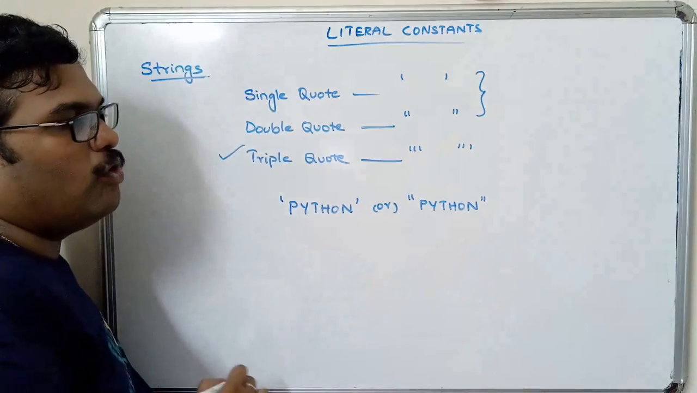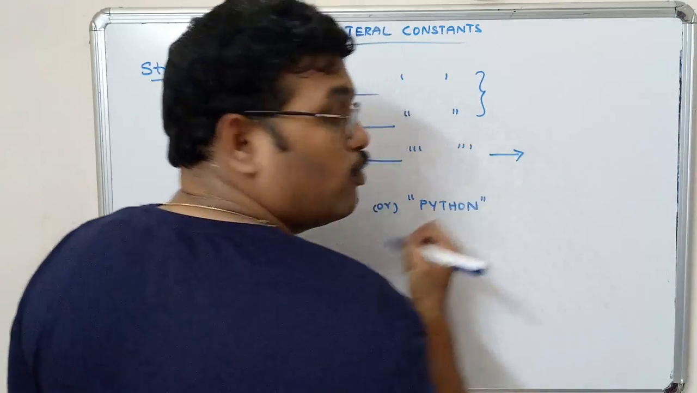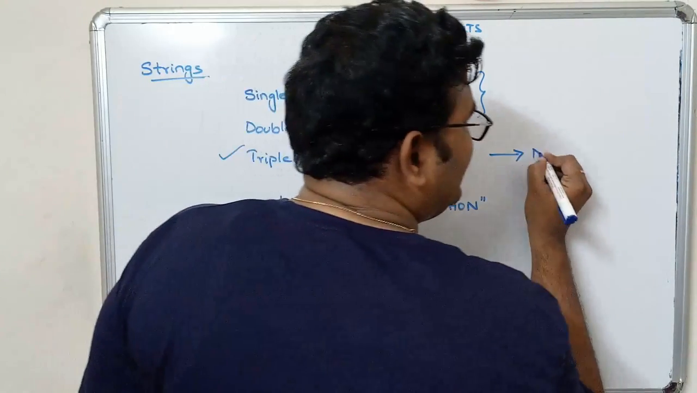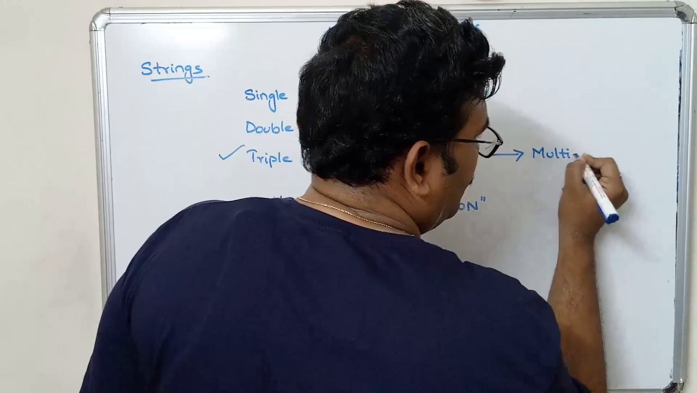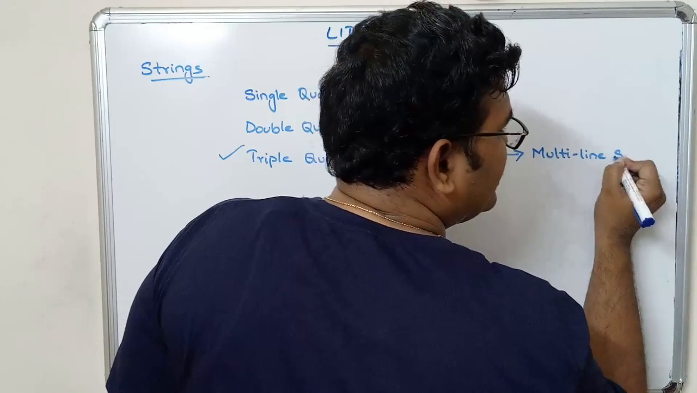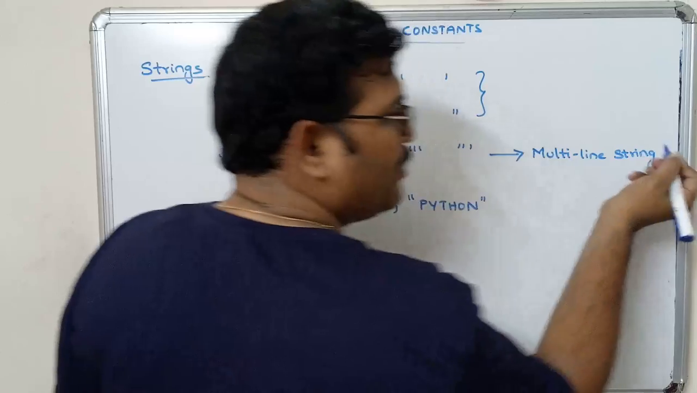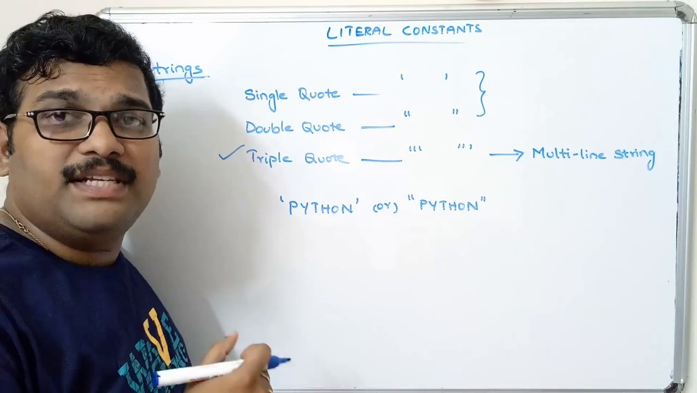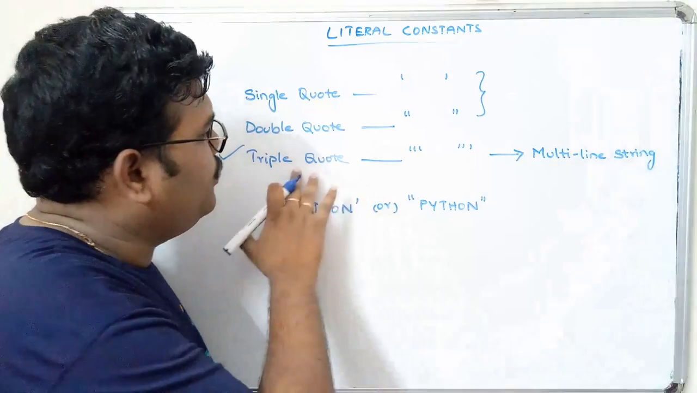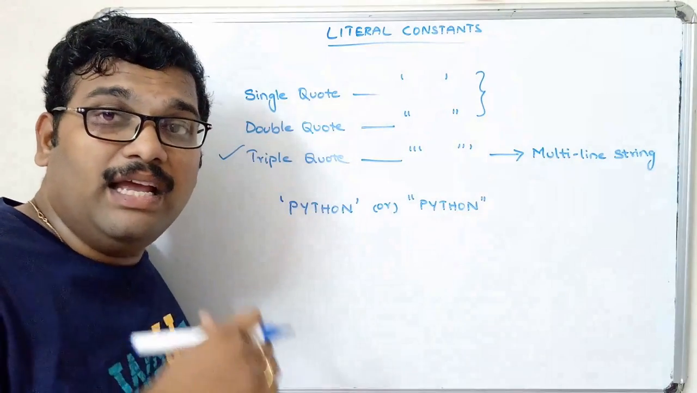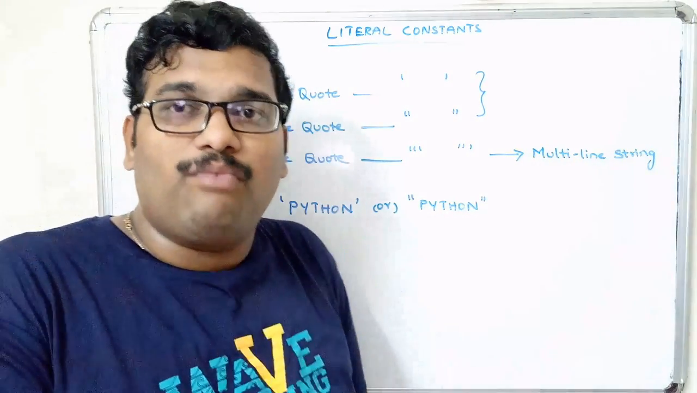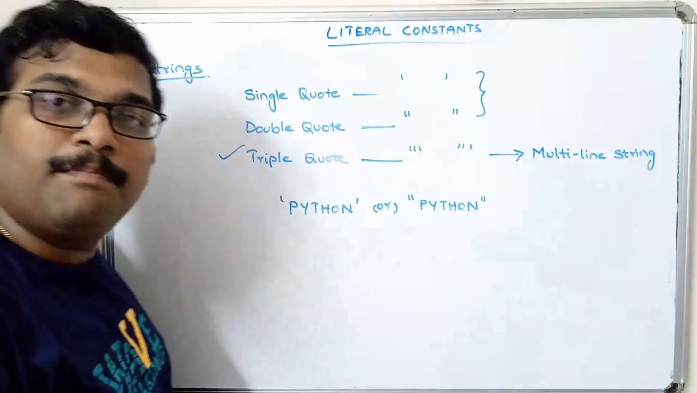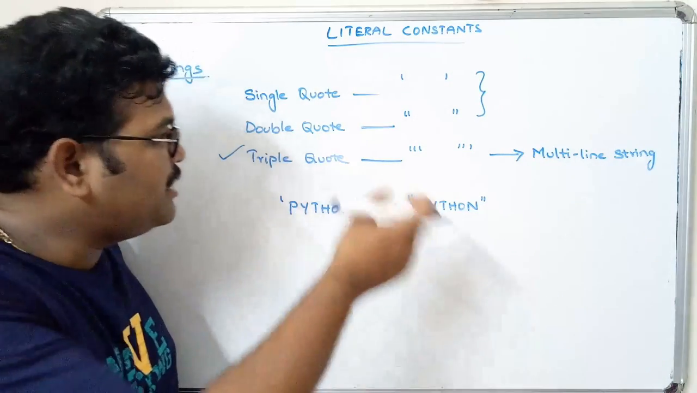Coming to the triple quote, we have to use this triple quote for a multi-line string. For a paragraph, we can use triple quotes. That means if any string is represented in more than one line, then a multi-line string can be used, that means triple quotes.